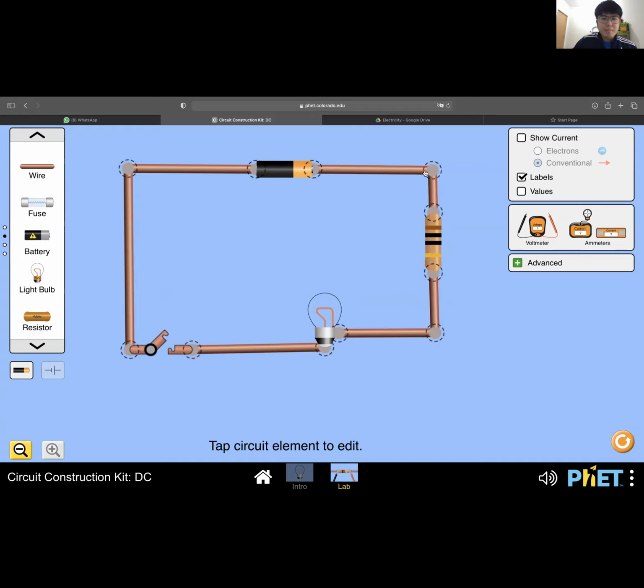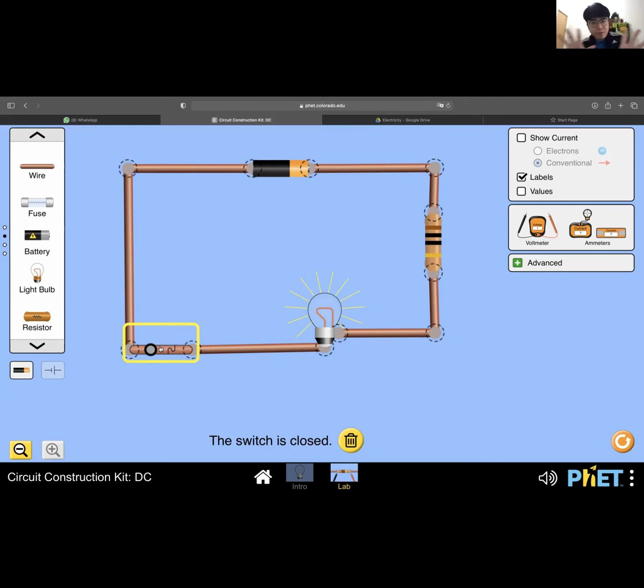Is there any current flowing in this circuit? Look carefully at the switch. Is it an open switch or a closed switch? Open circuit or closed circuit? It's an open circuit, right? Because the switch here is not connected. So is there current flowing in the circuit? No, there's no current. Now, if I close the circuit, I close the switch, there will be current flow, because I provide a complete path for the current to flow. So you can see the bulb lights up.